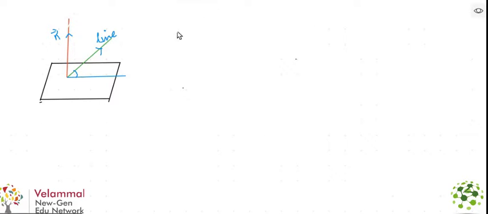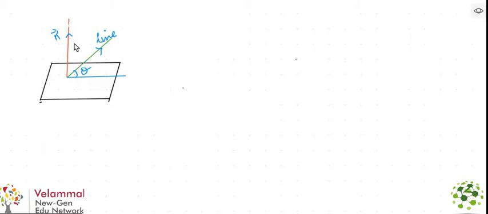Hello students, in this video we are going to study the angle between the line and the plane. Listen very carefully. This green line which I have drawn is the line we are considering, and suppose this is the plane, the rectangle or parallelogram like we draw a plane. If theta is the angle between the line and the plane, we are going to calculate that theta.